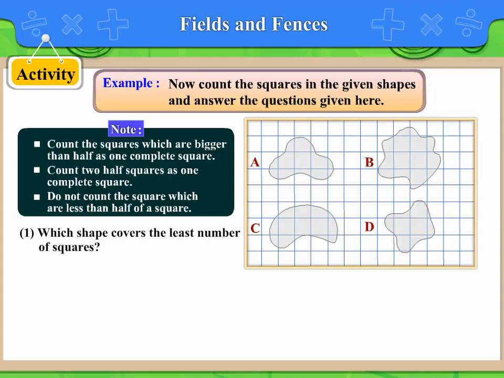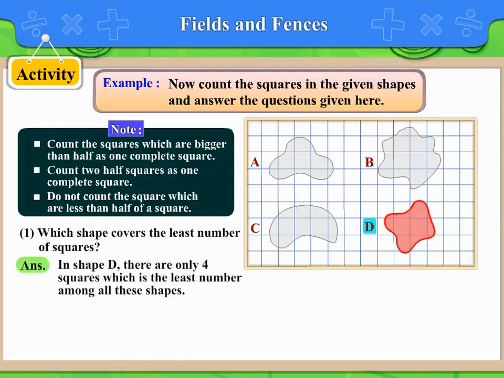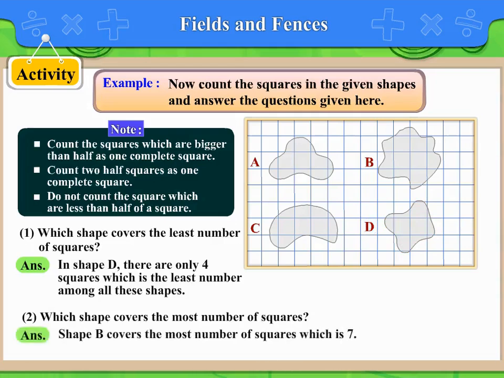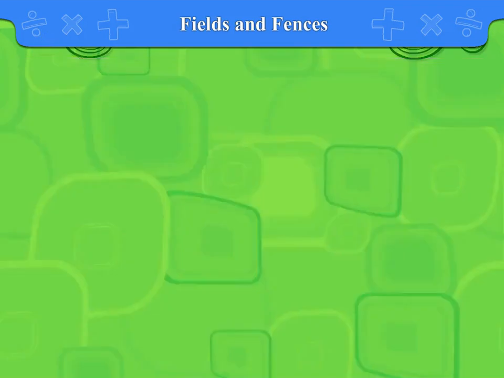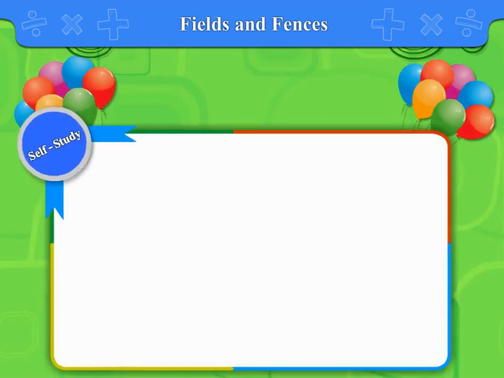First, which shape covers the least number of squares? In shape D, there are only 4 squares, which is the least number among all these shapes. Second, which shape covers the most number of squares? Shape B covers the most number of squares, which is 7. Self-study.